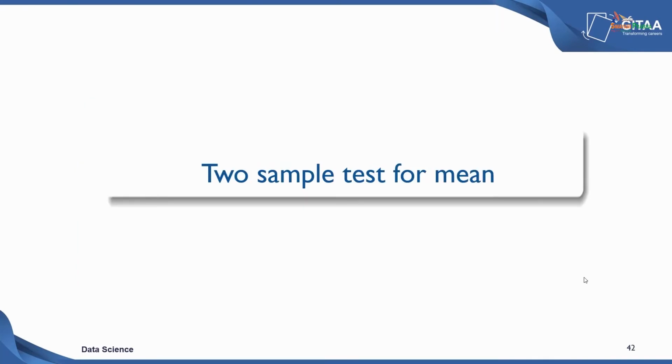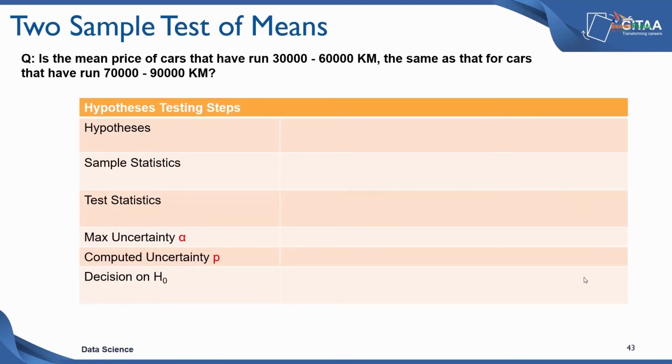The next item we are going to look at is the two sample test for mean, and the kind of question that gets asked is: what happens to the price when the number of kilometers run is different? Intuitively we know that the higher the number of kilometers a car has run, if it's going for sale, it's likely to fetch a lower price. But we want to know whether this is really true, and this operates in all kinds of ranges.